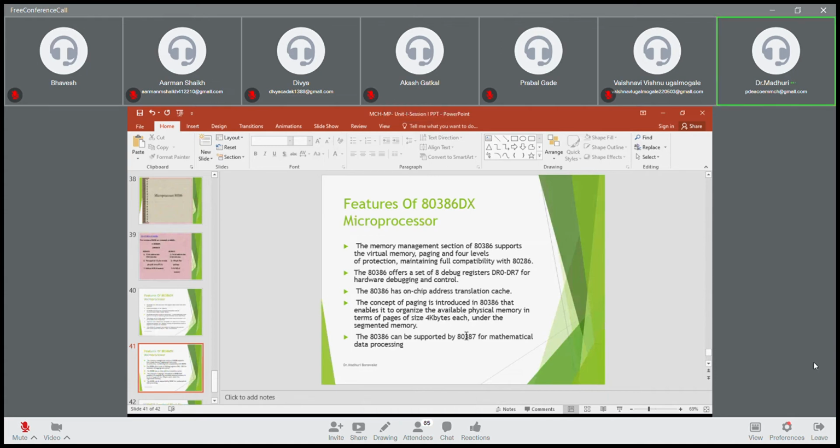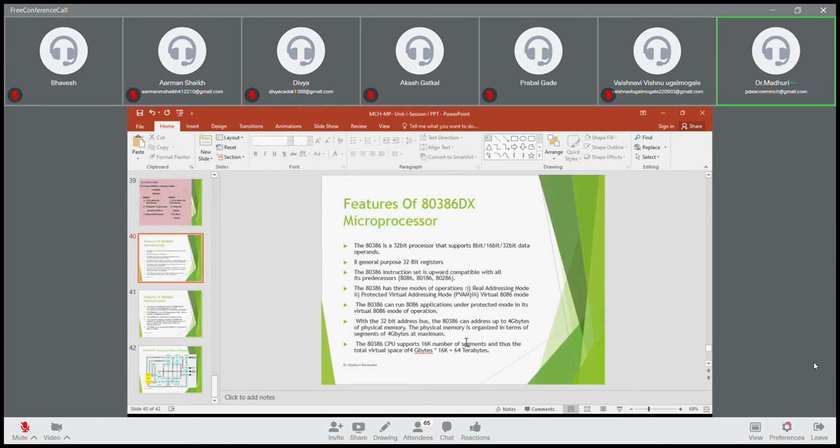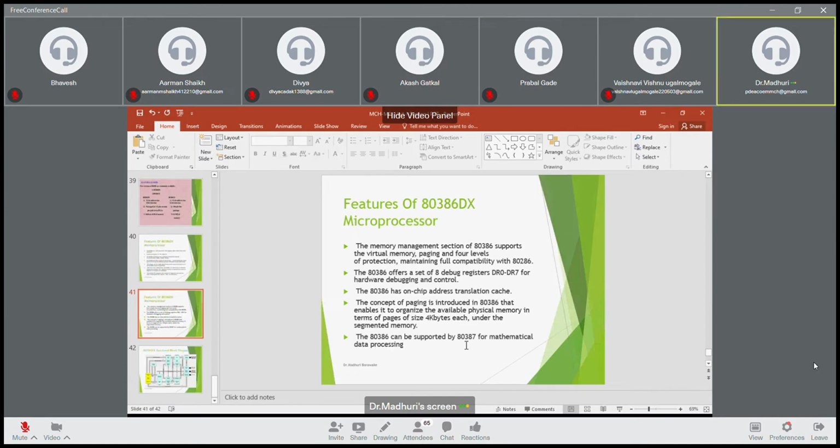Now we will go through the next topic, the functional block diagram. Oh, before that, I already explained the flat model. Yes, the flat model I have already explained. Am I right? I drew one diagram last time. Does anybody remember that diagram?